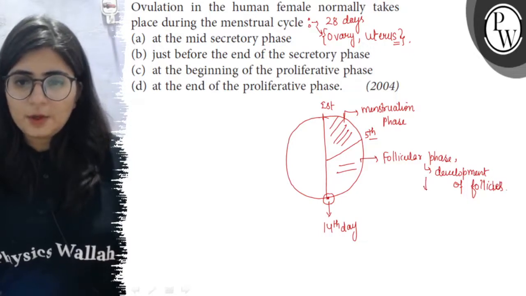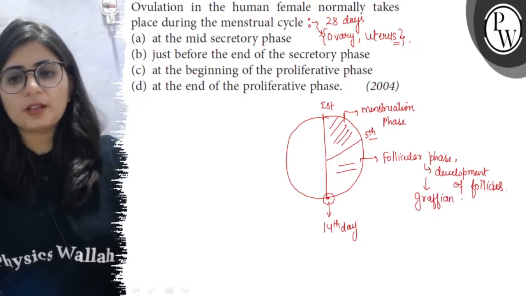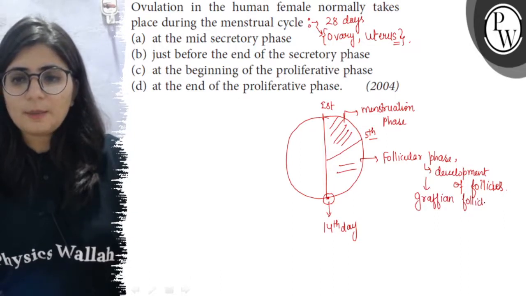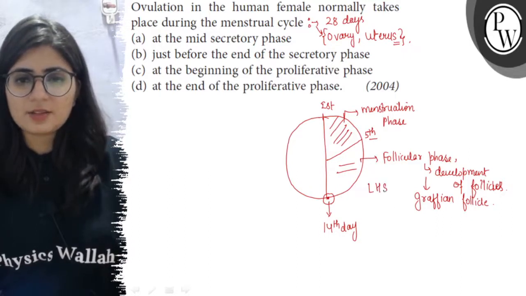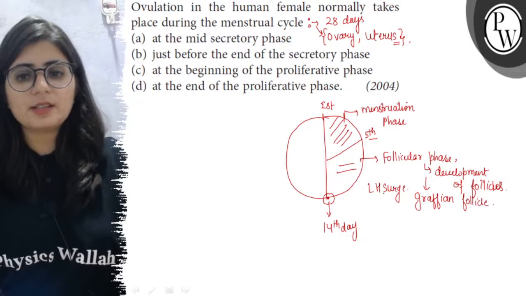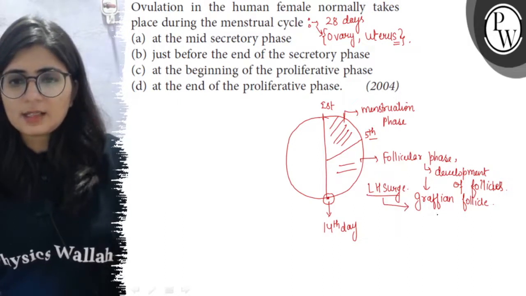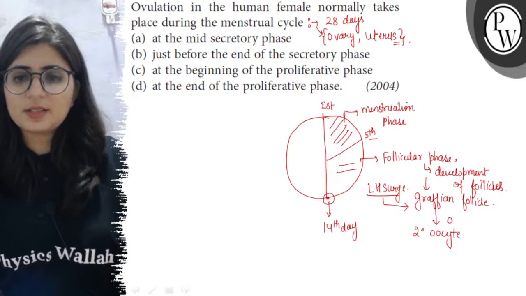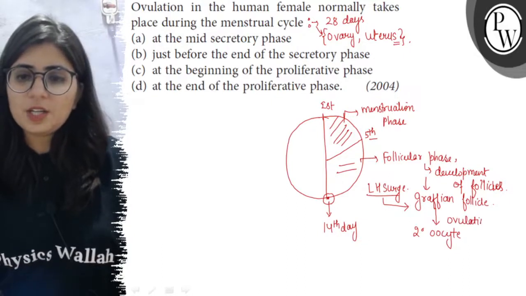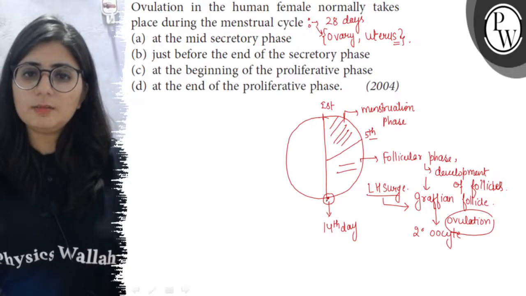Now the follicle, which has been transformed into the mature form, the Graafian follicle, just before the 14th day there will be an LH surge. It means there will be a sudden increase in the level of LH hormone, and this targets the Graafian follicle from which the secondary oocyte now gets released. This is called ovulation, and it occurs generally at the mid of the menstrual cycle.